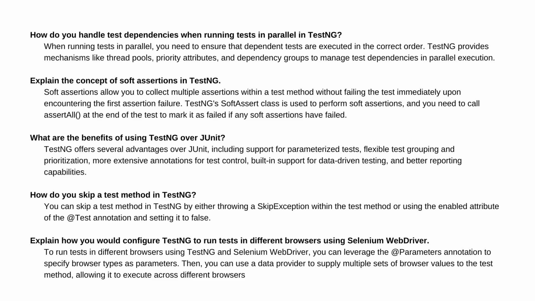Explain the concept of soft assertions in TestNG. Soft assertions allow you to collect multiple assertions within a test method without failing the test immediately upon encountering the first assertion failure. TestNG's SoftAssert class is used to perform soft assertions, and you need to call assertAll at the end of the test to mark it as failed if any soft assertions have failed.